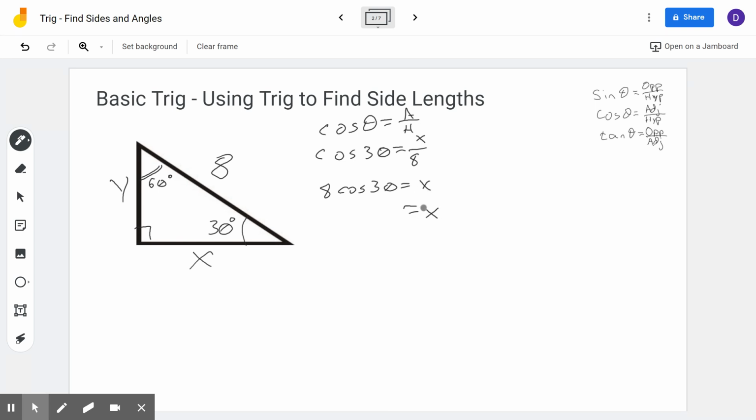So let's find what x equals. 30's cosine is 0.866. So 8 times 0.866, that's 6.9. So your x is 6.9.